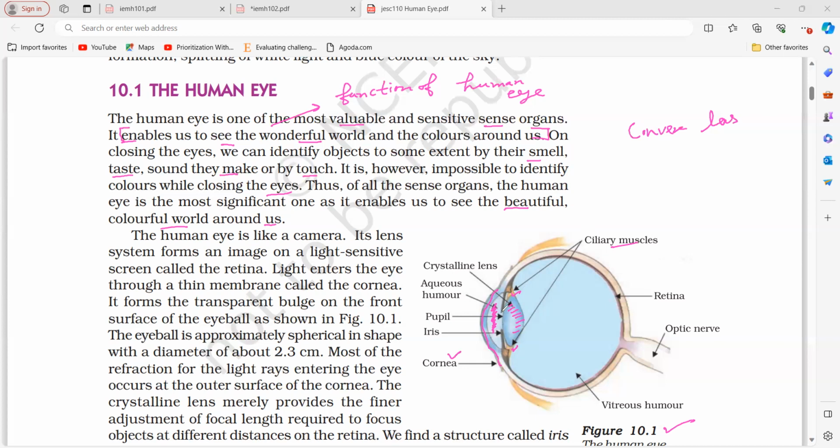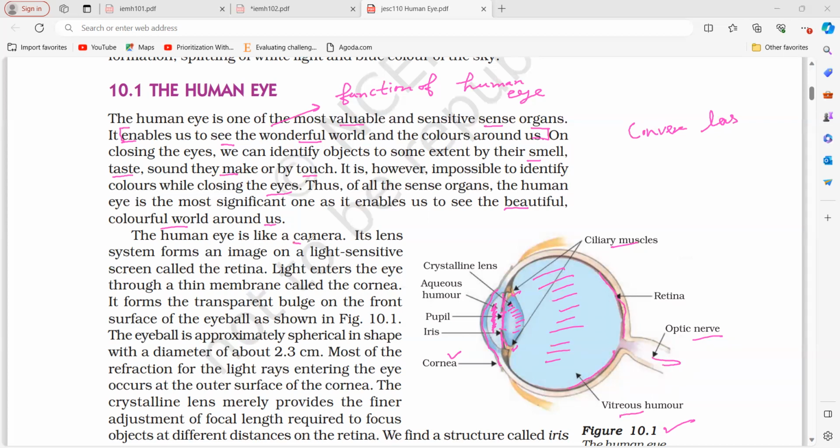Now, this frontal part of the human eye is known as pupil, and this part from here and here is known as iris. The liquid behind the crystalline lens is known as vitreous humor, and the rear part where the images form is known as retina, and then finally we have the optic nerve so that we can exchange information.